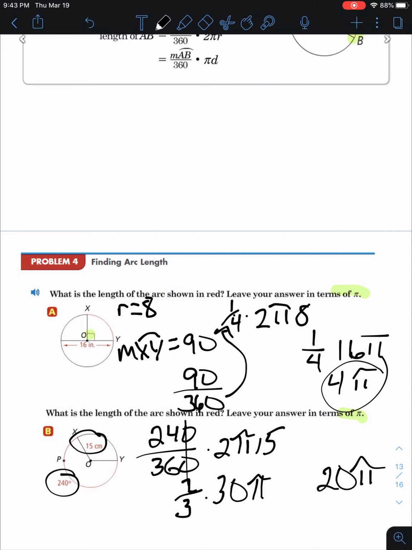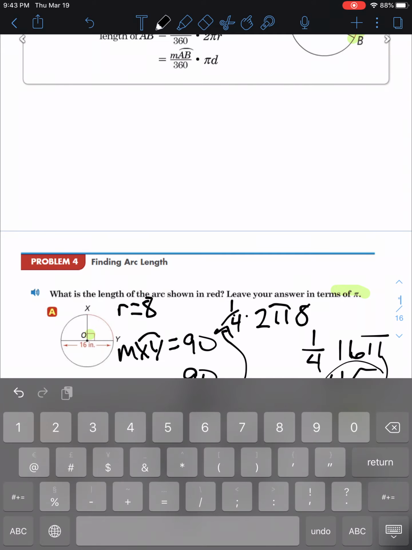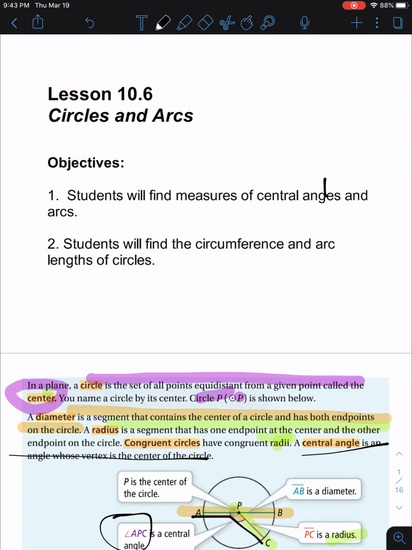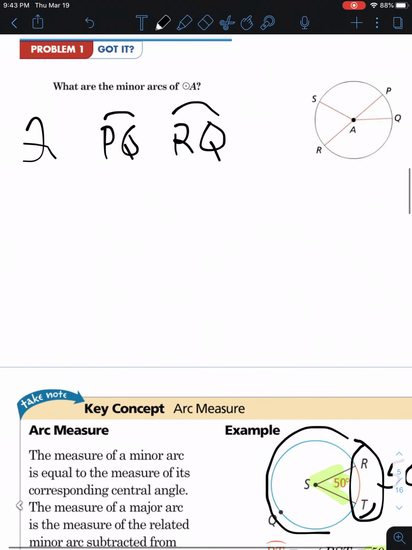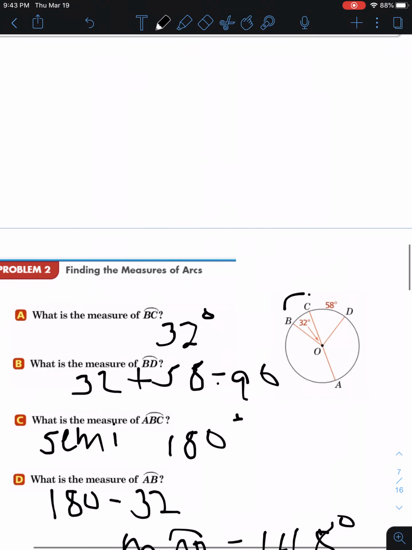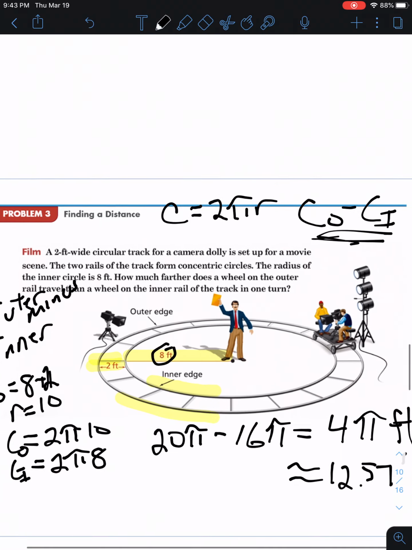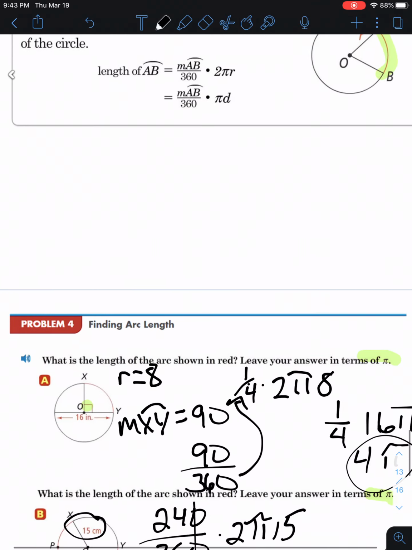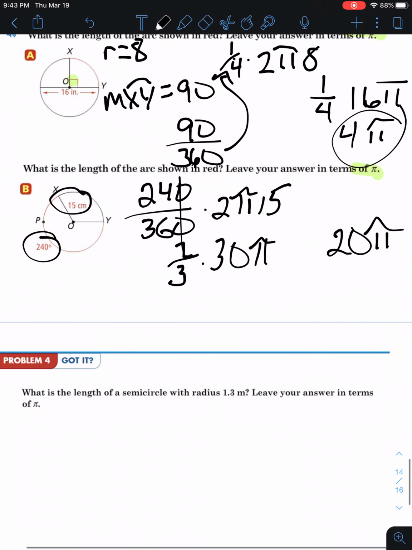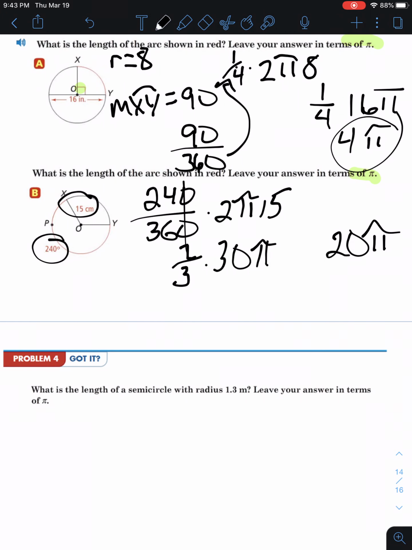And again, it said to leave our answer in terms of pi. Now, the only thing I did wrong up above, you can't see it now. Sorry. The only thing that I did wrong was I forgot to put my units. We'll get there eventually. Quite a bit scrolled up there. Okay, I forgot to put my units here, and up above the units was in inches, and down here the units are in centimeters. So 20 pi centimeters.